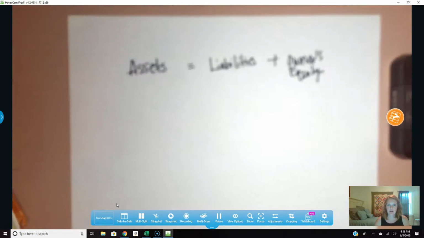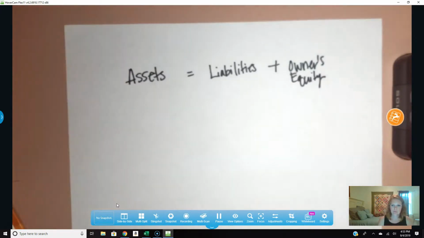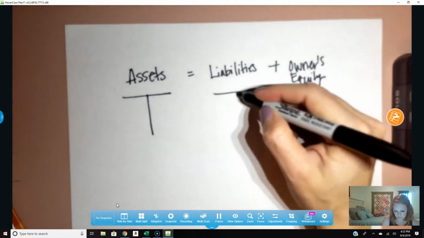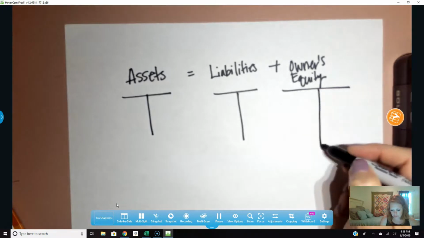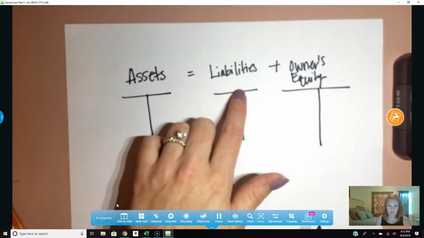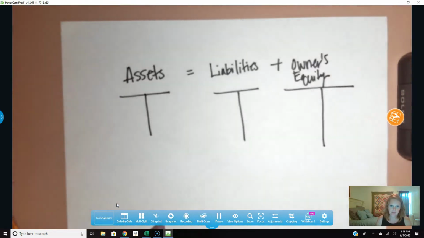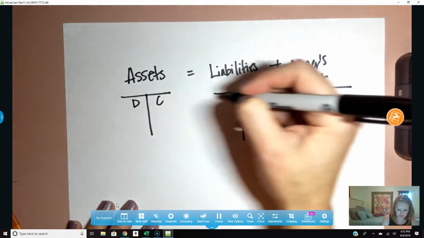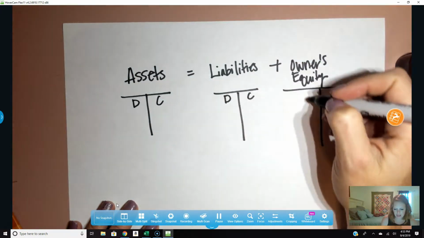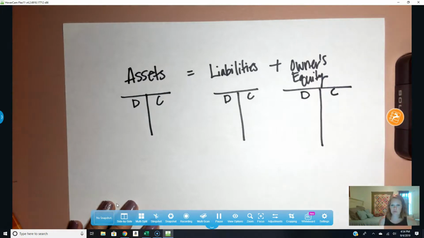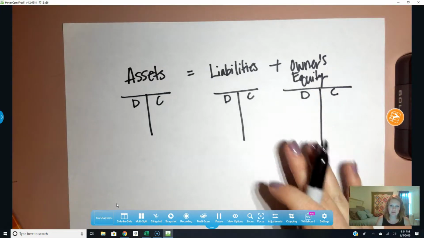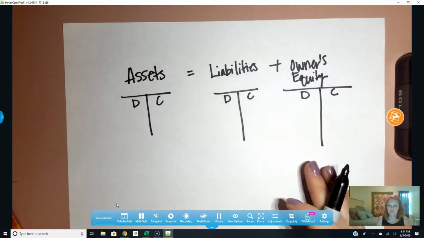Underneath our accounting equation, we're going to create a T account under each one, and these are our account labels. For our T accounts, the debit and credit side never changes. The debit side is always the left side and the credit side is always the right side. As you go through your practice problems, feel free to label debit and credit if you need to. But as we look at the types of accounts being affected, the rules change.